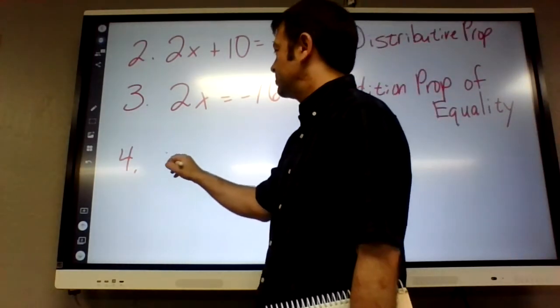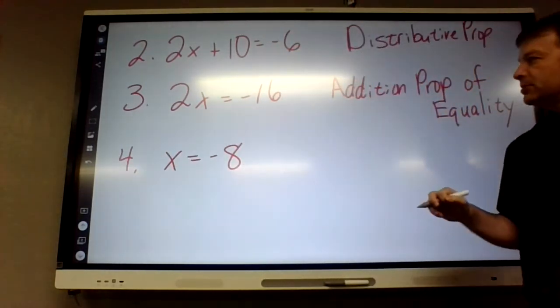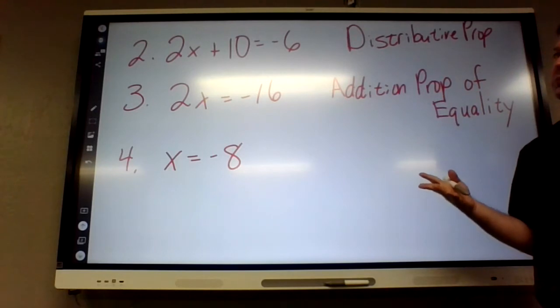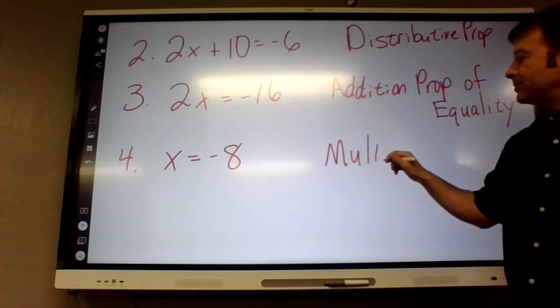Now what would we do to solve? Divide by 2. But it's not called division property of equality, it's called multiplication. Dividing by 2 is like multiplying by 1/2.